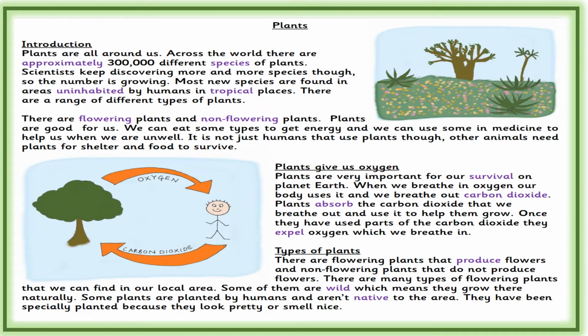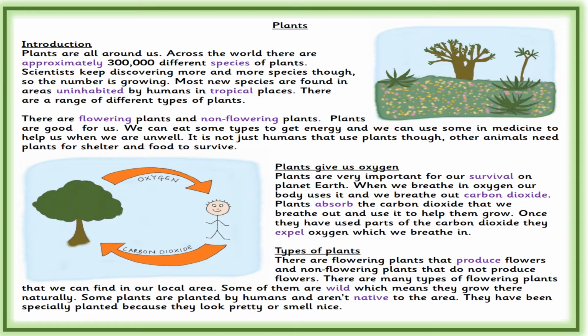So let's read through this text together. Plants. Introduction. Plants are all around us. Across the world, there are approximately 300,000 different species of plants. Scientists keep discovering more and more species though, so the number is growing. Most new species are found in areas uninhabited by humans in tropical places.